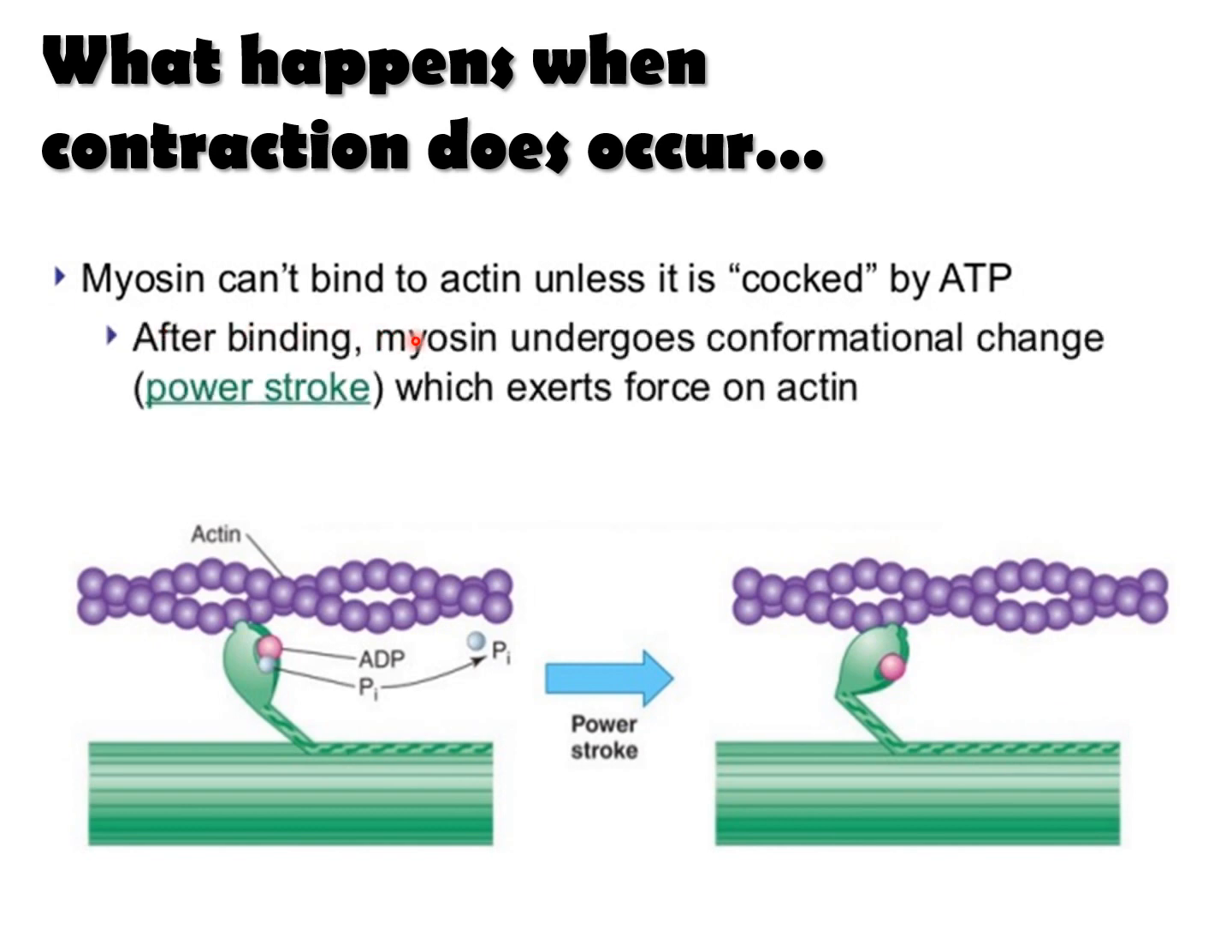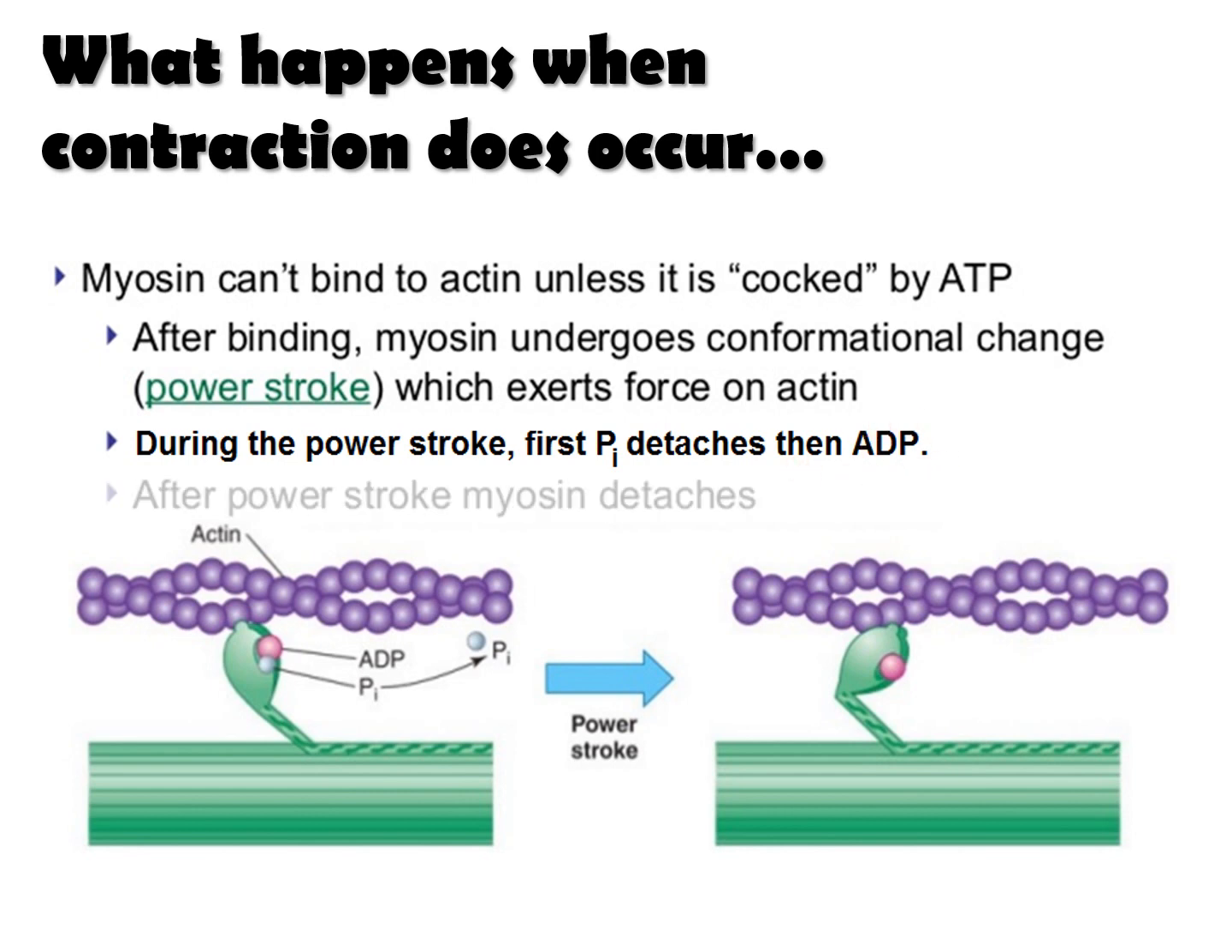So after binding, the myosin changes. It goes from a cocked state to a flexed one. But we are not hydrolyzing ATP here. The ATP hydrolyzes to move the myosin back into the cocked state. Counterintuitive. Okay? So during the power stroke, first the Pi, the inorganic phosphate, detaches, and then the ADP detaches at the end of the power stroke.